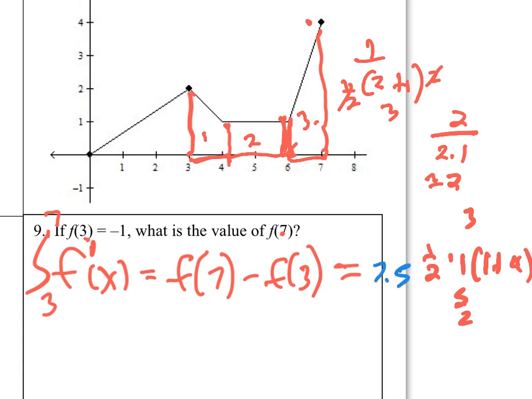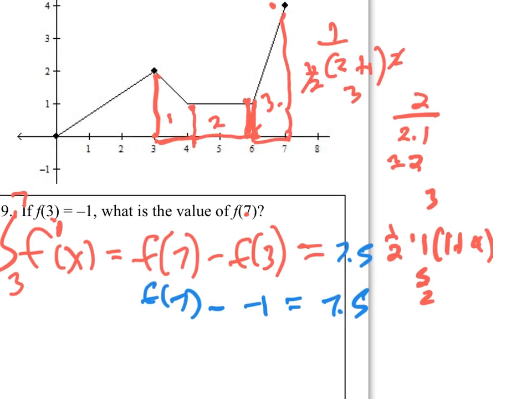7.5? Yeah. And he told me f of 3 was already a negative 1. So, no, it's not 7.5? 3, 4, 5, 6, 7. Yes, it is. So we're looking for this f of 7. He told me f of 3 was a negative 1, all equal to a 7.5. That's really a plus 1. So how do I get rid of a plus 1? Yes. 7.5.